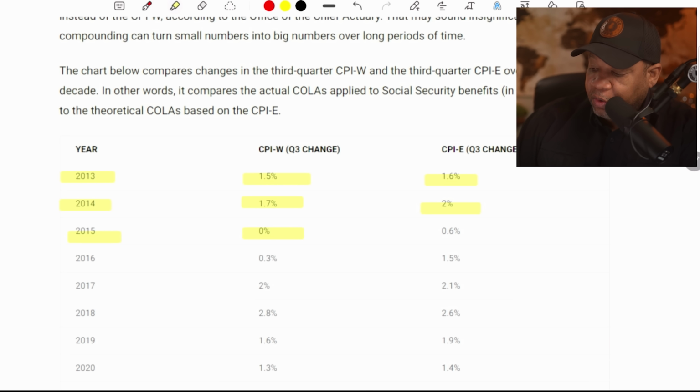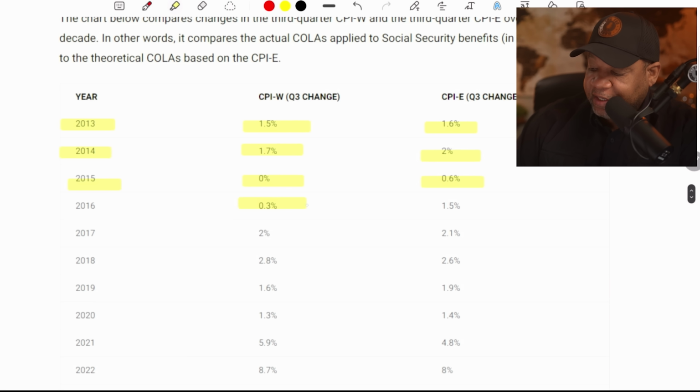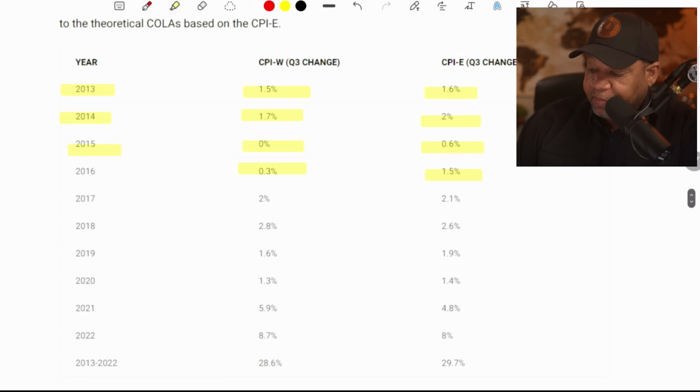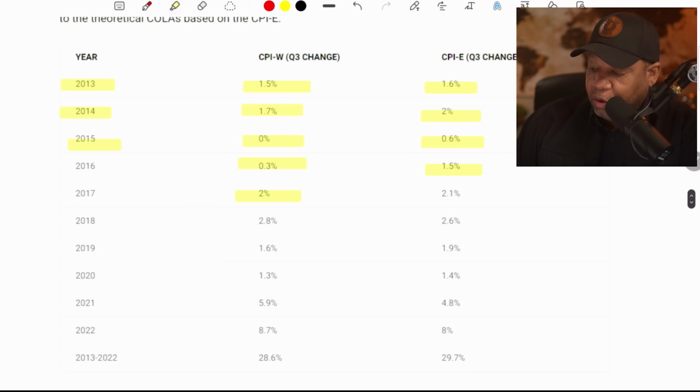2015, there was no COLA. But if you use the CPIE, COLA would have been 0.6%. Now, 2016, COLA was 0.3%. If you use the CPIE, COLA would have been 1.5%. 2017, COLA was 2%. If you use the CPIE, COLA would have been 2.1%.